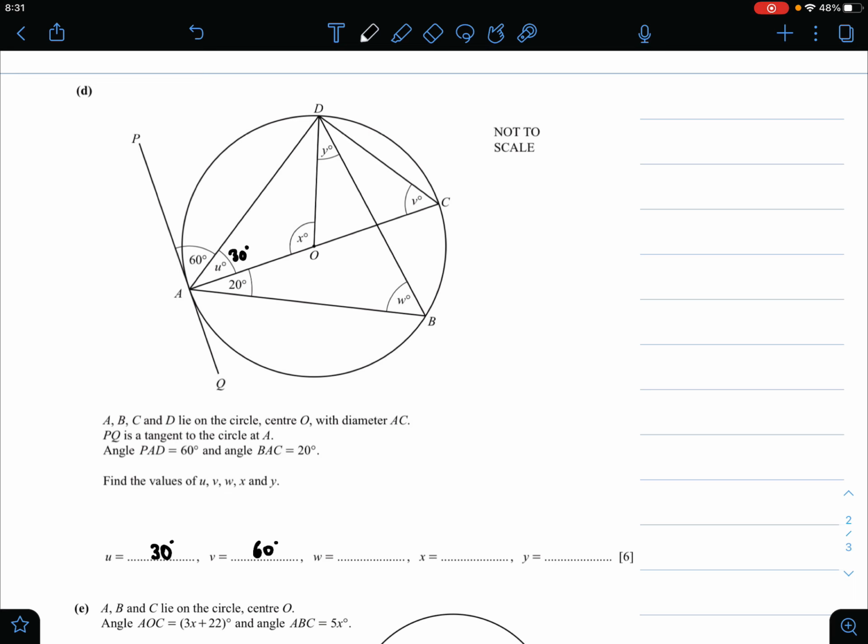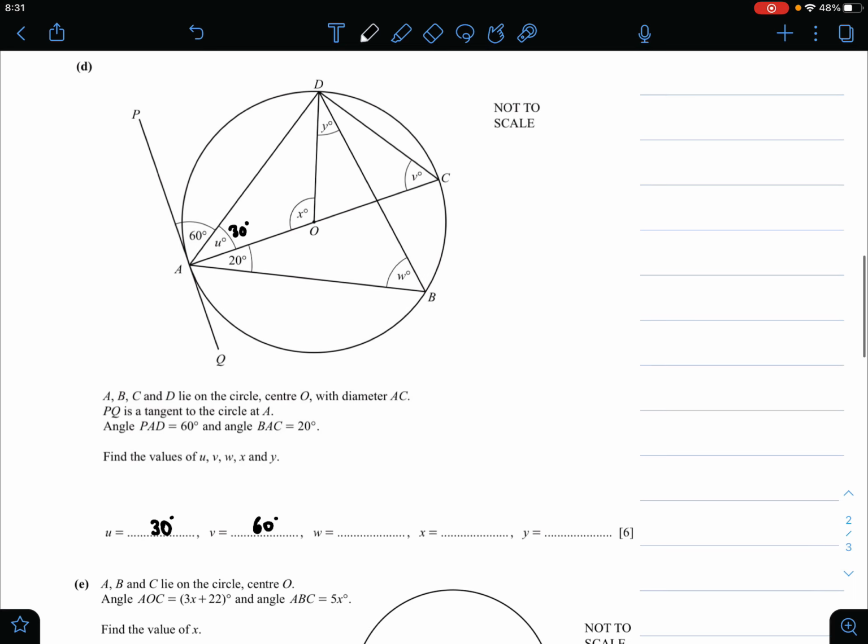all the vertices of the triangle are touching the edge of the circle, and they both have a common point where the tangent meets. So therefore both W and V will be 60 degrees. You could use any method to find the angle V, but to find W you have to use this rule. Now let's label that as well, 60 degrees and 60 degrees.